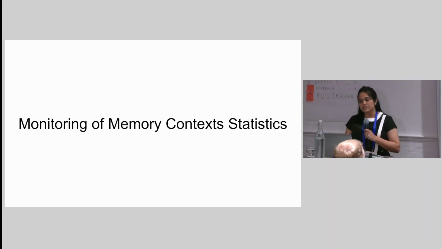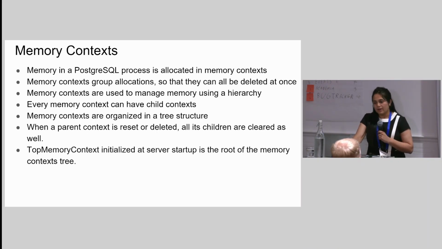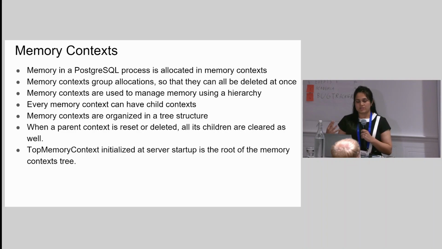So let us first understand what memory contexts are. Memory contexts are used to group memory allocations in a Postgres process. A Postgres process groups these allocations so that whenever it wants to give back the memory to the operating system, it can just reset the context. So all these allocations will be freed together.